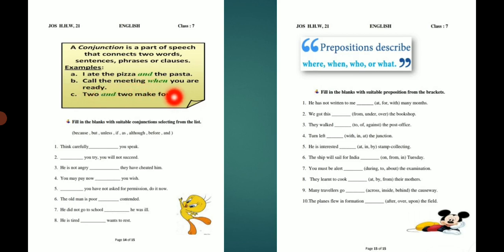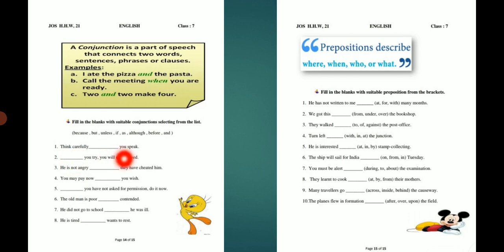Call the meeting when you are ready. Now when is a conjunction and it is also connecting the 2 clauses. 2 and 2 make 4, and is a conjunction, and you can see it is connecting this sentence. So now here is the exercise of conjunction. Fill in the blank with a suitable conjunction selecting from the list. Here is the word bank, and you all have to use these conjunctions only once in these blanks.